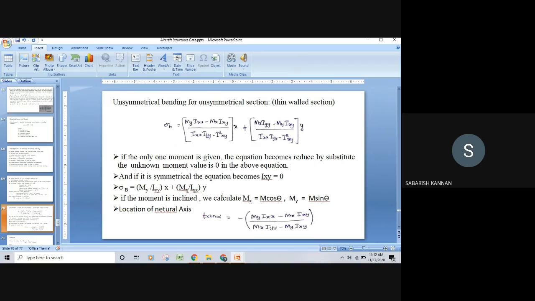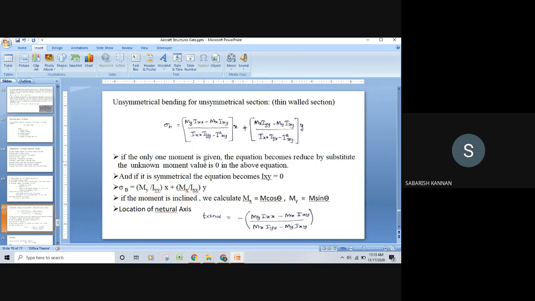You resolve the moment and solve the problem by using this formula. And then the location of neutral axis. So location of neutral axis: tan alpha equals minus (My Ixx minus Mx Ixy) divided by (Mx Iyy minus My Ixy). So this is how we find out the location of the neutral axis.